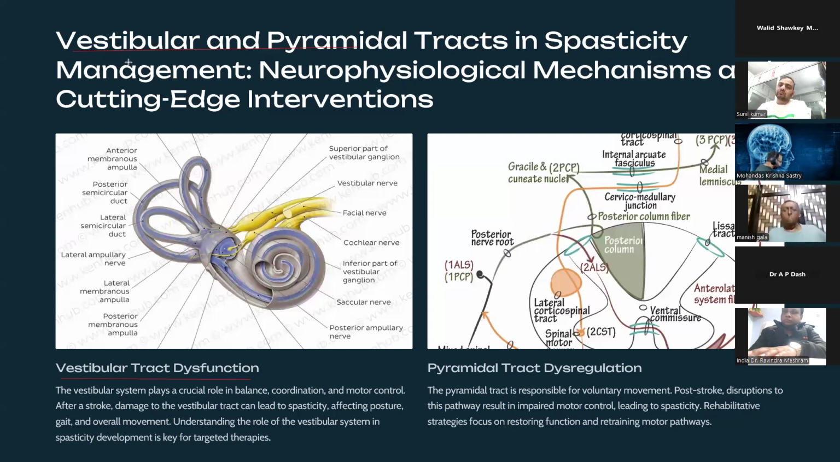So balance, motor control. After stroke, vestibular tract damage can lead to spasticity, affecting posture, gait, the overall movement. Understanding the role of the vestibular system in spasticity development is key to targeted therapies. So this is the most important part we must understand.